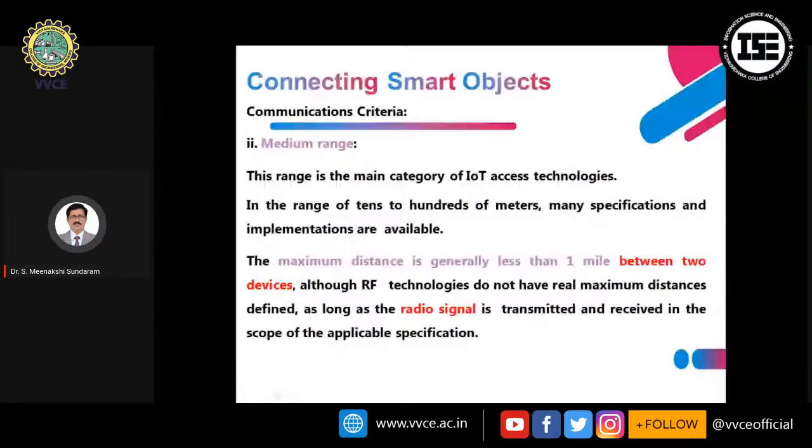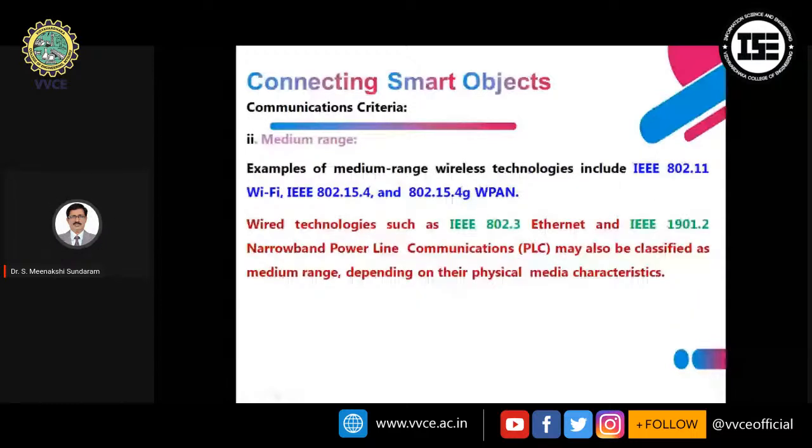Similarly, some of the medium range wireless technologies include 802.11 Wi-Fi and 802.15.4 and 802.15.4g WPAN, personal area networks. Similarly, wired technologies which use IEEE 802.3 Ethernet and IEEE 1901.2, that is narrowband power line communications, PLC, are classified as medium range. So these are the medium range communications: IEEE 802.11 Wi-Fi and 802.15.4.